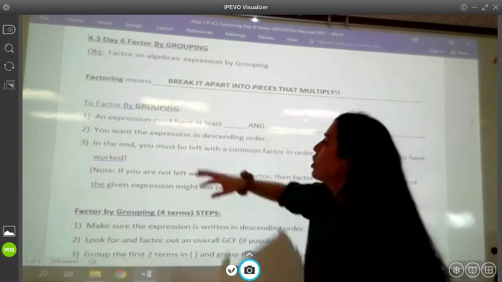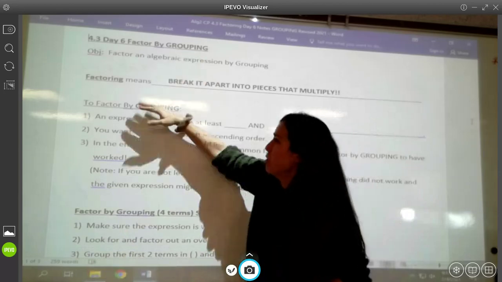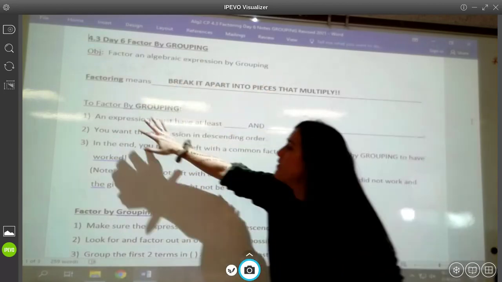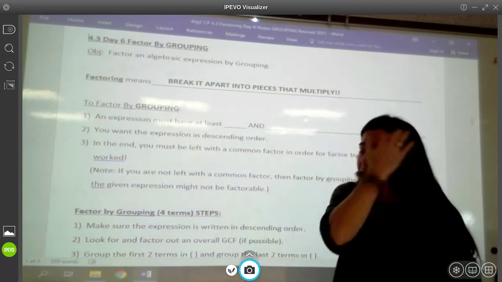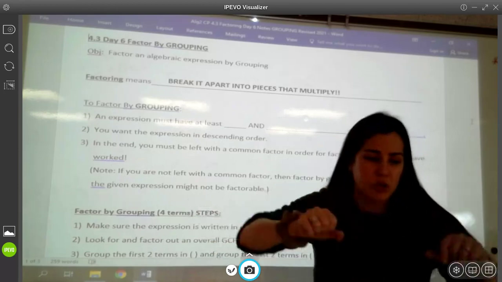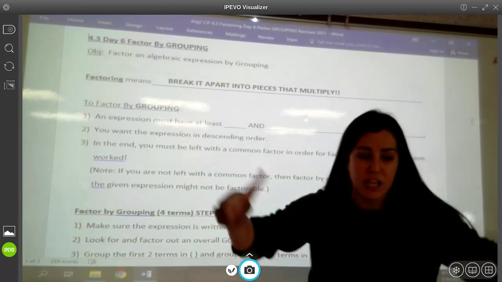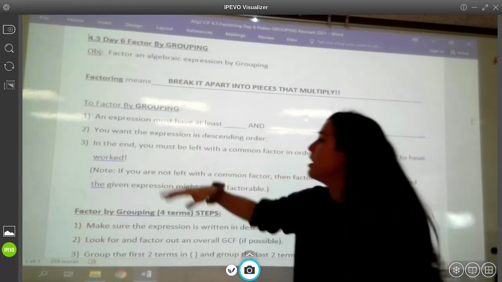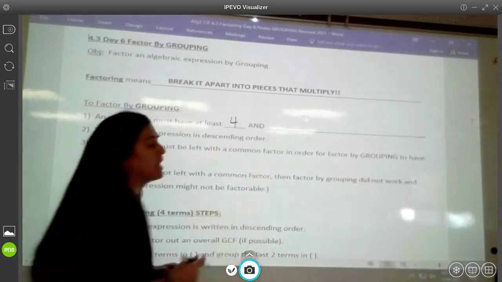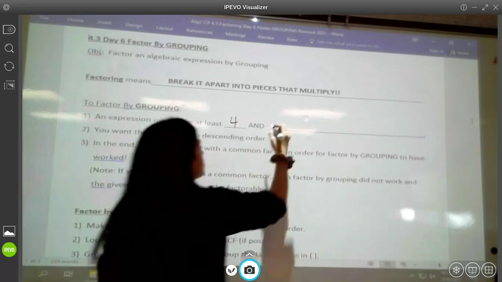All right, so remember, if you are factoring by grouping, you're still trying to break something up into pieces that multiply. To factor by grouping, a few things have to happen. Number one, the expression is not going to look like your ax squared plus bx plus c. The expression is actually very big. The expression must have at least 4, and an even number of terms.